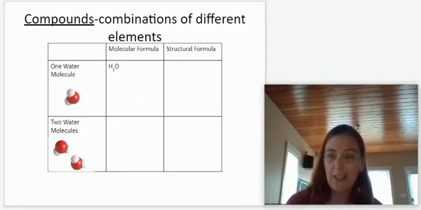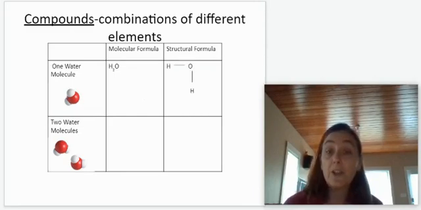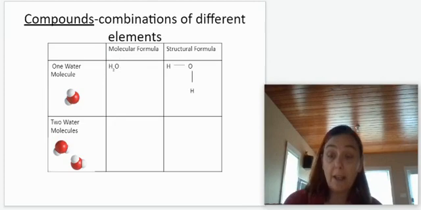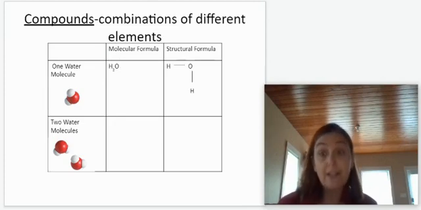But that's not really the way it looks. It really is organized into a structural formula. We draw it as a structural formula to show that the H's are each connected to the O, with the O in the middle. Okay, so structural formula is drawn out, shows the way it looks. A molecular formula is the letters and numbers just indicating how many of each thing there is.